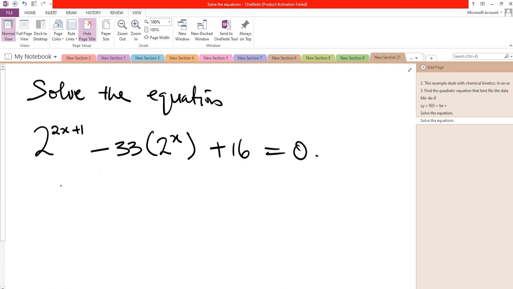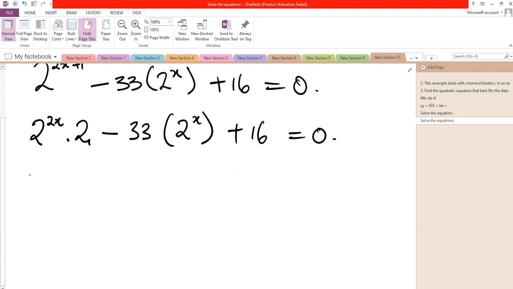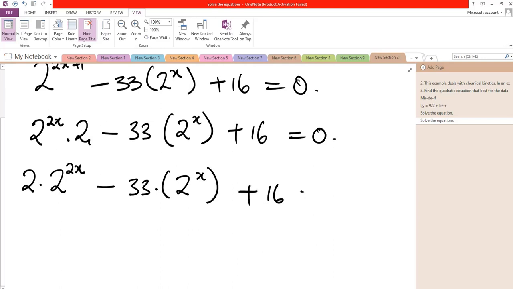So to solve this, it is the same thing as saying 2 raised to the power 2x times 2, minus 33 bracket open 2 raised to the power x plus 16 equal to 0. Now we have 2 times 2 raised to the power 2x, minus 33 times bracket open 2 raised to the power x bracket close, plus 16 equal to 0.